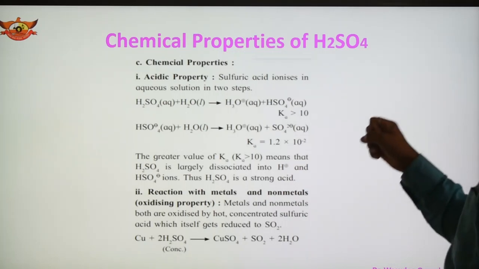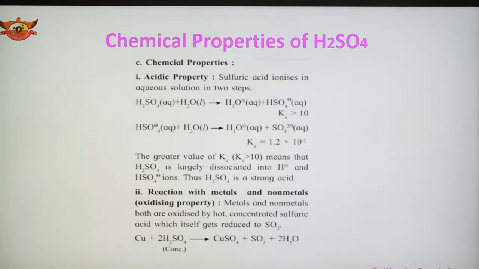So sulfuric acid shows the acidic property, and its Ka value is also given. We also know that the greater the value of Ka, the more largely the acid is dissociated, and therefore H2SO4 is a strong acid. A stronger acid has a higher Ka value. In some cases, like acetic acid and ammonium hydroxide, the dissociation constant value is less, and therefore they are weak. So there are two types of acid, strong acid and weak acid. Sulfuric acid is a strong acid.